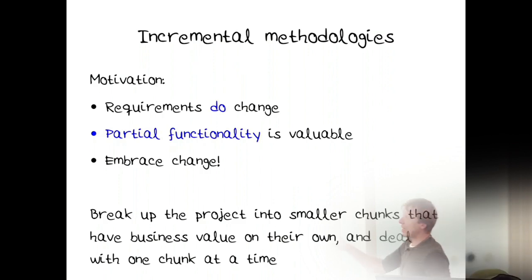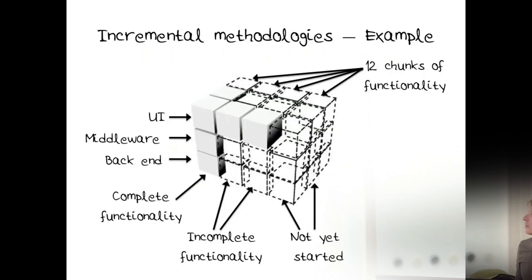So here the idea is to break the project into smaller chunks that have business value on their own and do one chunk at a time. It's kind of depicted here. The UI is the top layer, then the middleware, and the back end. It's simplistic, but you have 12 different chunks of functionality, each requiring UI, middleware, and a backend. So right here now we have one chunk of completed functionality.